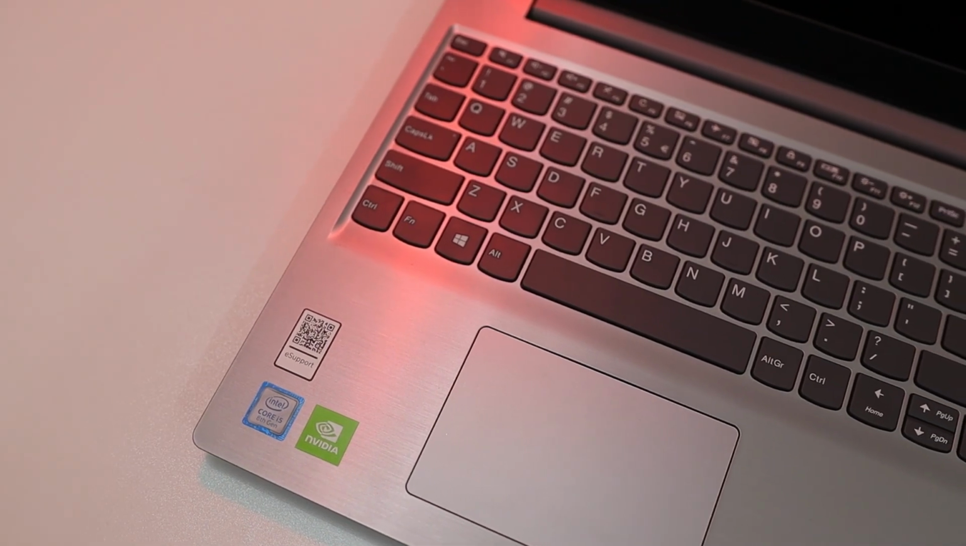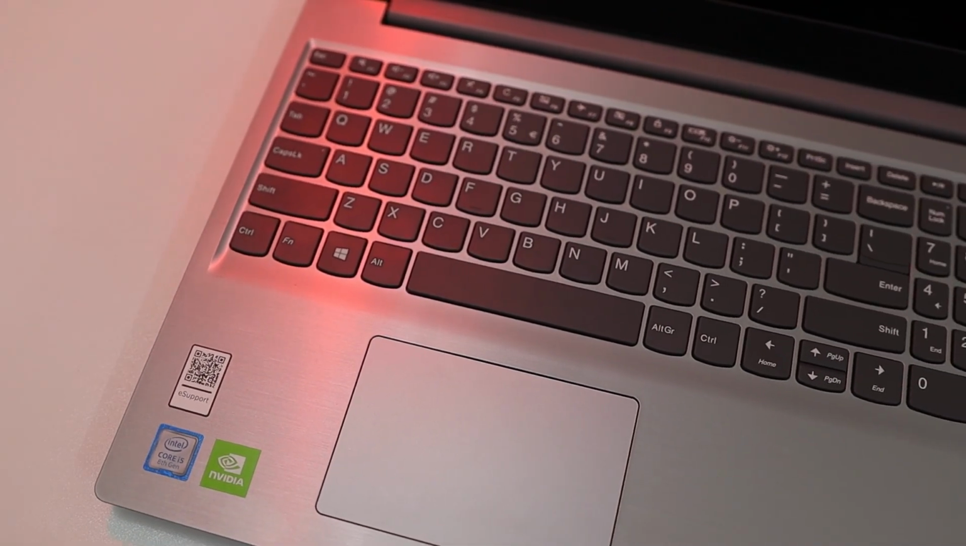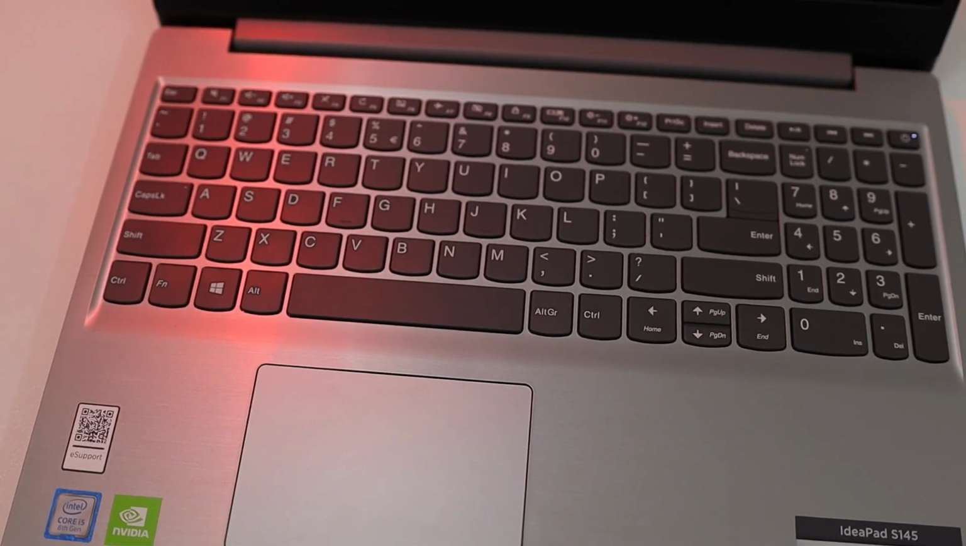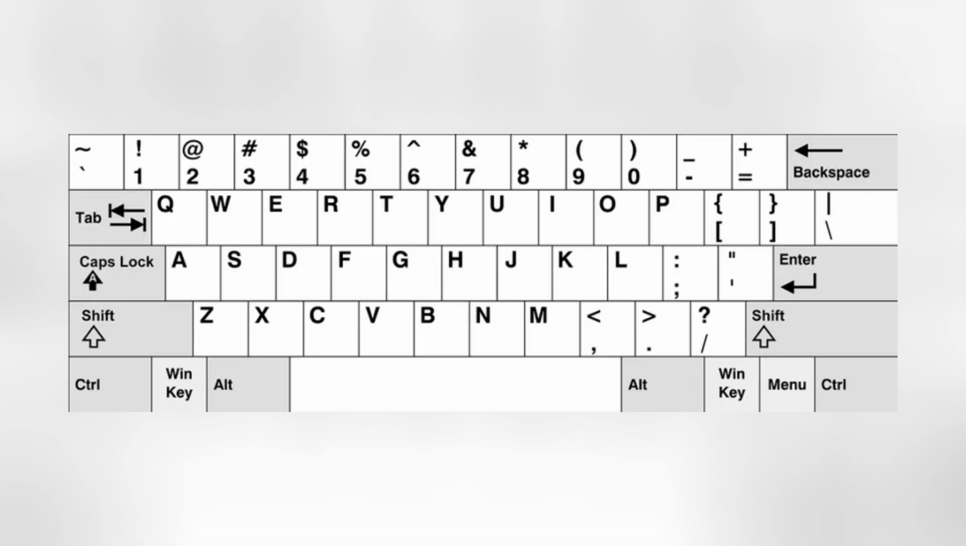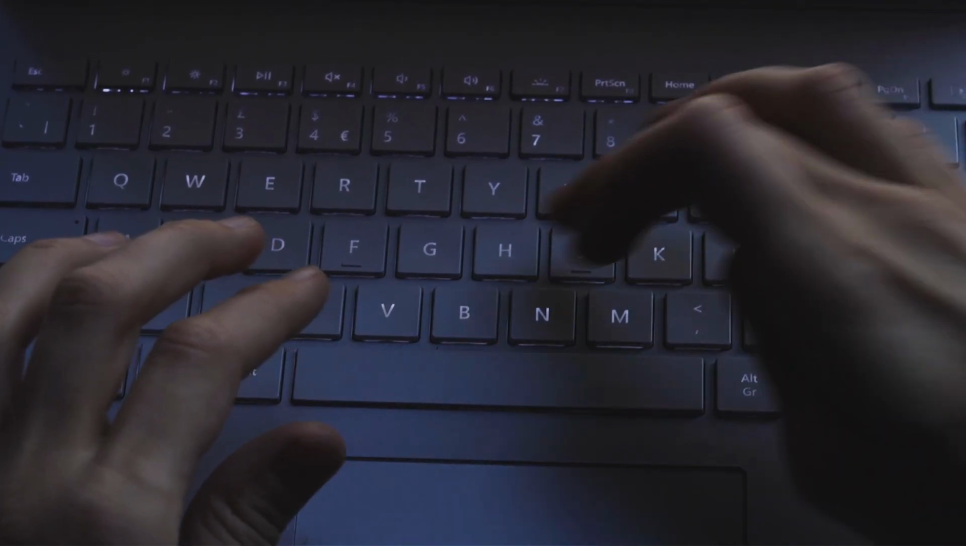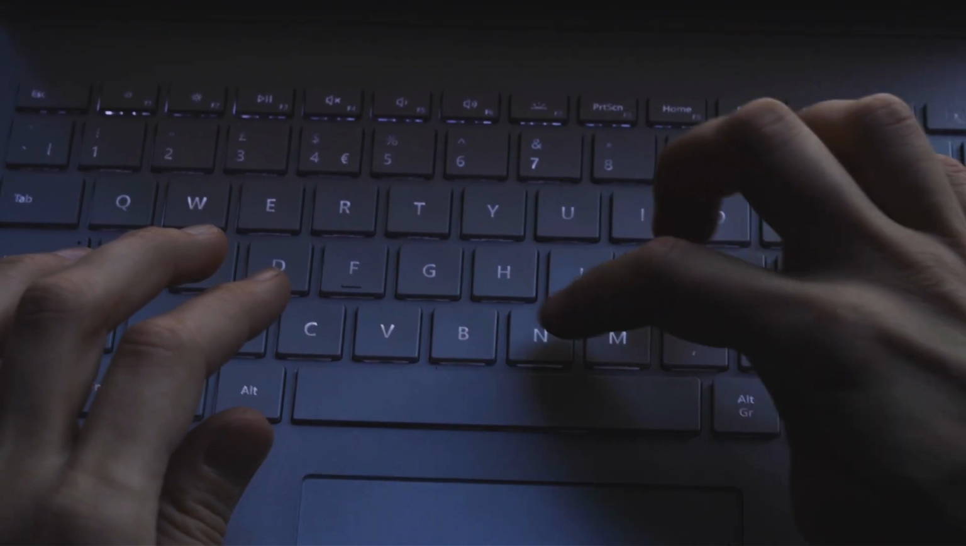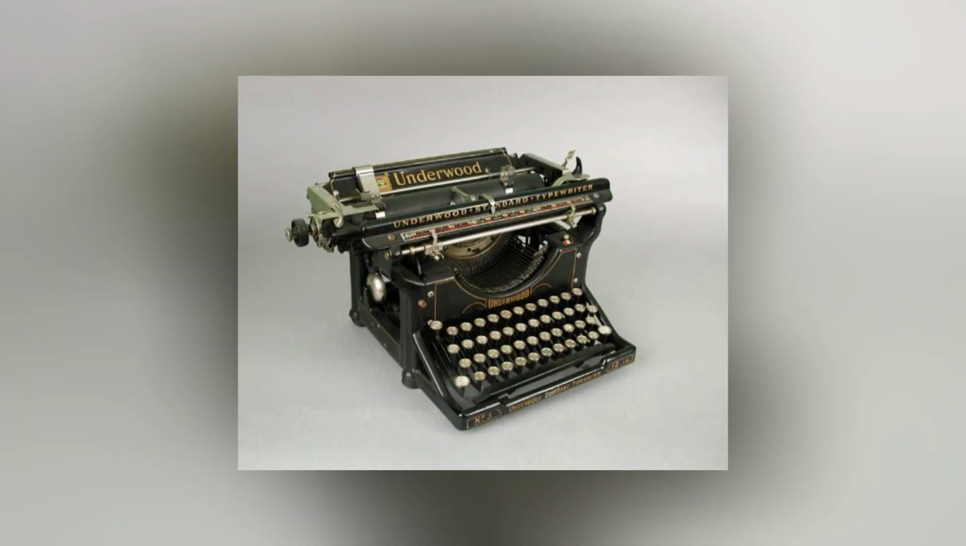Have you ever looked at your keyboard and wondered, why aren't the letters arranged alphabetically? You might think it would make more sense to have A, B, C, D, E, and so on. But instead, we have this strange-looking arrangement, Q, W, E, R, T, Y. This is called the QWERTY keyboard layout. And believe it or not, the reason goes all the way back to the very first typewriters.